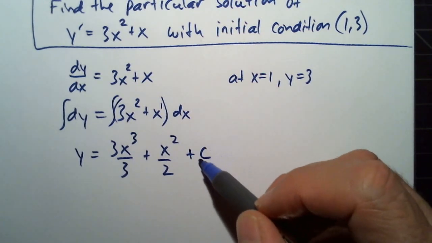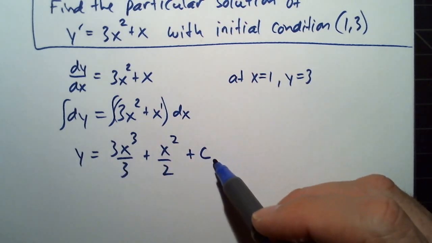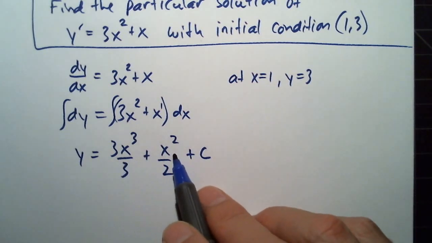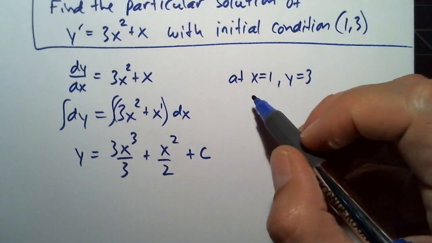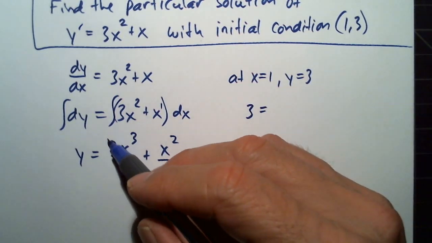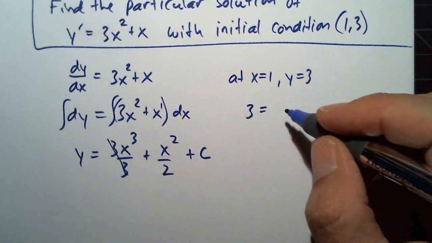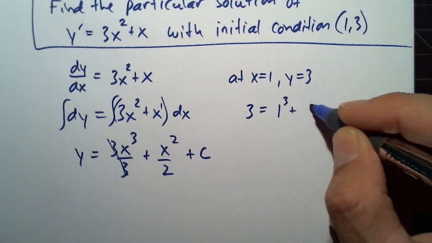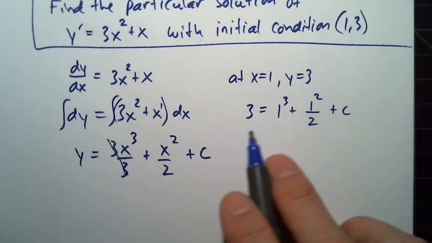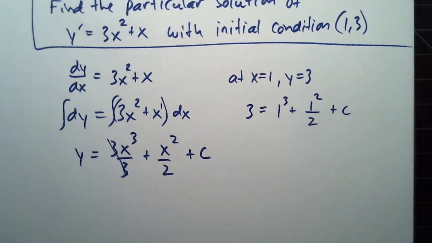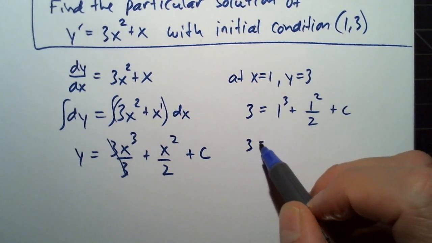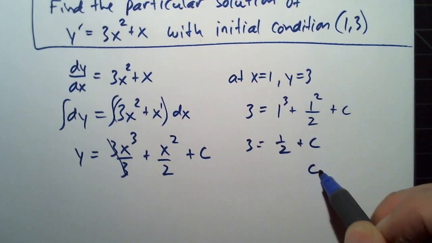We need to know what number goes here. So we're going to take this equation and put a 3 in place of the y, put a 1 in place of the x, and solve for c. So we have y is 3. 3 equals, that cancels, and we have a 1 cubed, 1 squared over 2 plus c. We're replacing the x's with a 1. So that's going to be 3 equals 1/2 plus c.